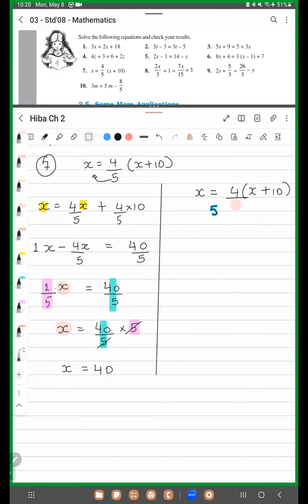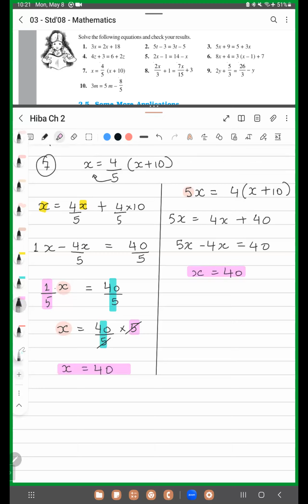So is this one easier or the one we did? I'll tell you how it's easier. Then what happens is you open the bracket. It becomes 5x equals 4x plus 40, sorry. So 5x minus 4x is equal to 40. x equals 40. Same answer.